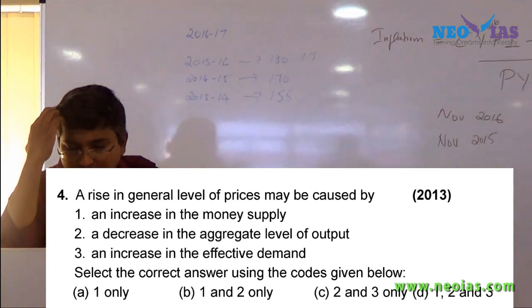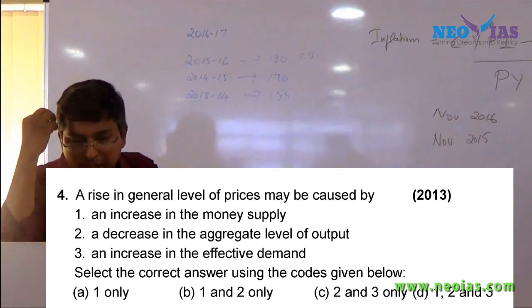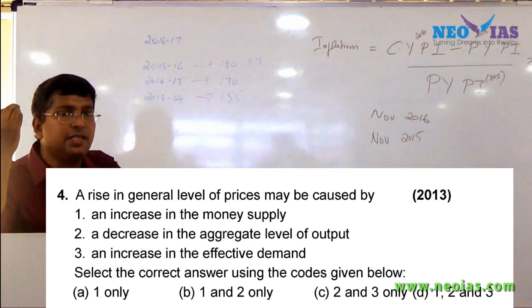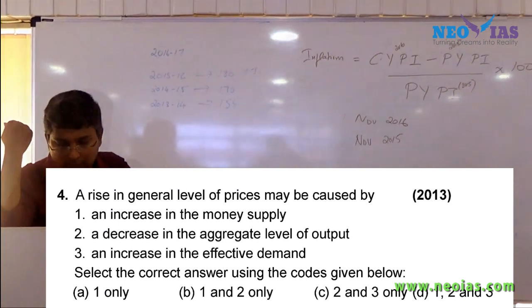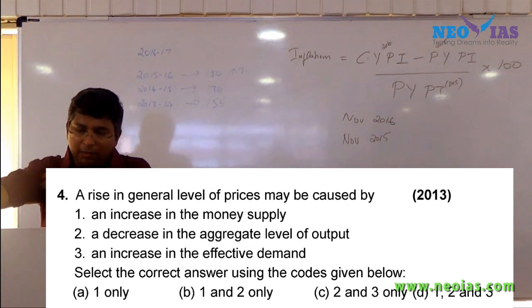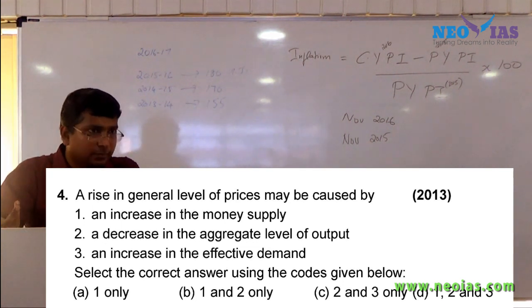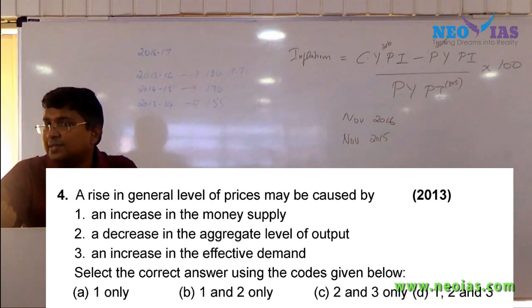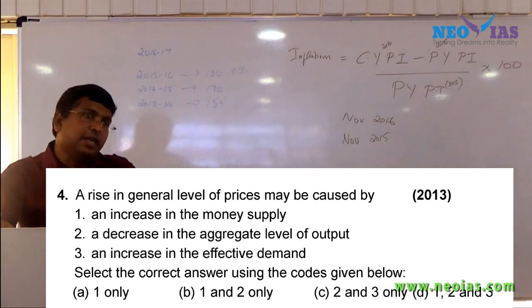And write that in that question, write important. It's a very important question, and it has a lot of concepts. If you are able to answer that question, it means that your concept of demand and supply is clear. A rise in general level of prices may be caused by, number 1, what is given? If there is an increase in the money supply, increase in money supply results in more demand, and that will result in an increase in the price level.